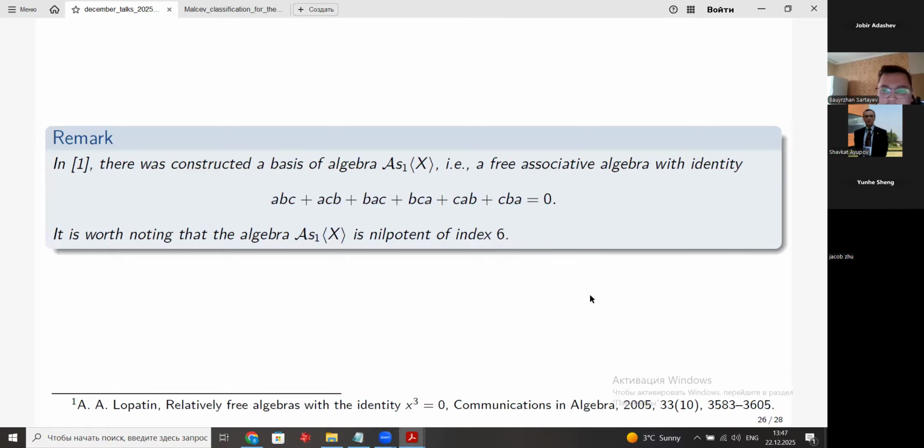And this result by Lopatin explains why this associative algebra, under commutator and under anti-commutator, is nilpotent, because the initial algebra was nilpotent. For this reason, there is no surprise why the commutator and anti-commutator algebras are also nilpotent of index 6.